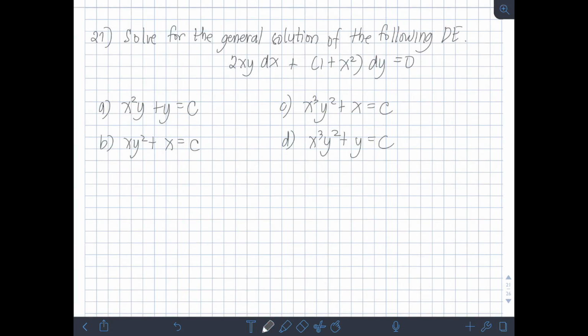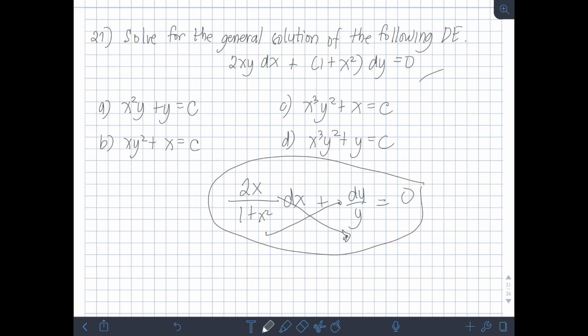Next, we have solve for the general solution of the following DE. 2xy dx plus 1 plus x squared quantity dy is equal to 0. Okay, so obviously, ano siya? Separable. So, pwede nating i-write itong differential equation as what? So, parang 2x over 1 plus x squared dx plus dy over y is equal to 0. Okay, so parang kinos-multiply ko dito yung 1 plus x squared, tapos itong y, binaba ko dito. Okay? Minanipulate ko lang tong differential equation natin para maging separable.